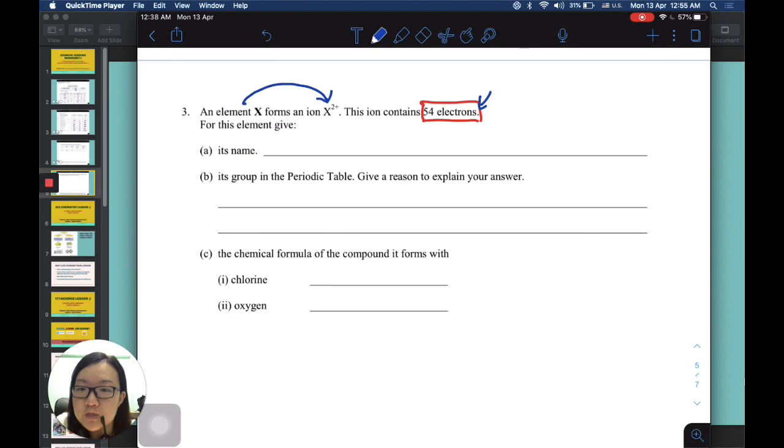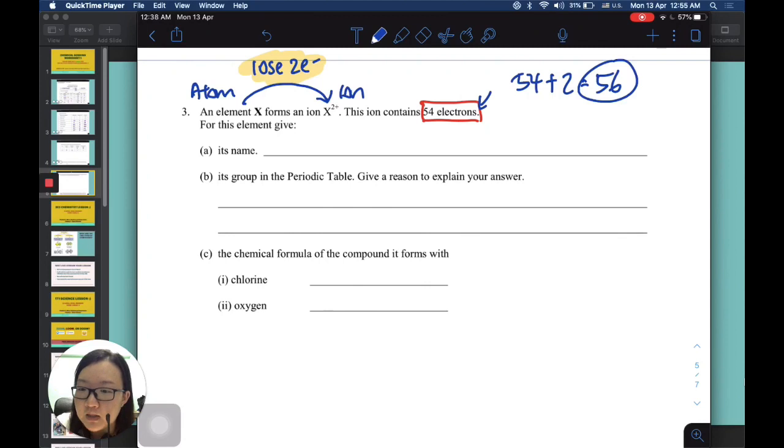So you're given information that the element forms an ion. Back to our basic understanding, you're going from atom to ion, and in this case, your atom has lost 2 electrons. It loses that 2 negative charge, the electrons, that's why it ends up as X2 plus. And they tell you that this ion has 54 electrons. So you need to do a bit of manipulation here. You need to add back those 2 electrons to the atom. So now you know that the atom has 56 electrons.